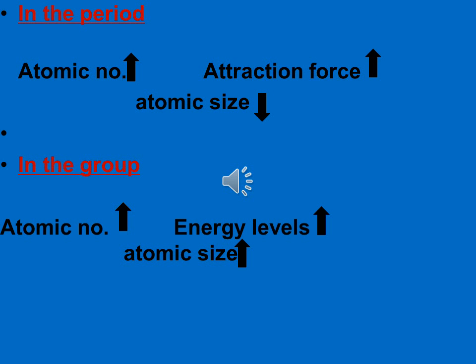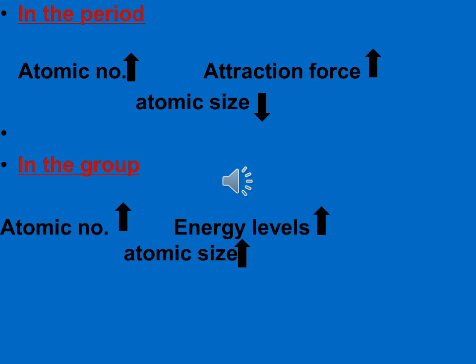Conclusion: in the period, when the atomic number is increasing, attraction force increasing, atomic size decreasing. Atomic number increase, attraction force increase, atomic size decrease. Increase, decrease. And that's an indirect relation between the atomic number and the atomic size.